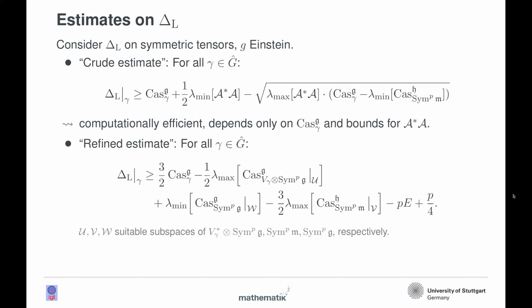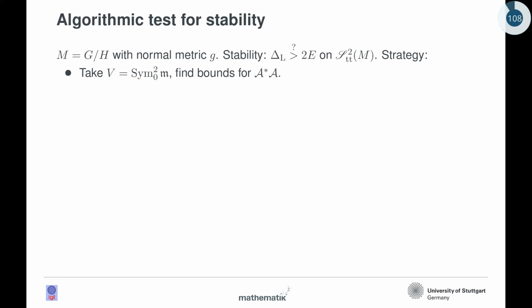Okay, so yeah, it's costly to compute. It's possible, but it's very much better. So okay, what is the strategy now for testing the stability of some normal homogeneous space?